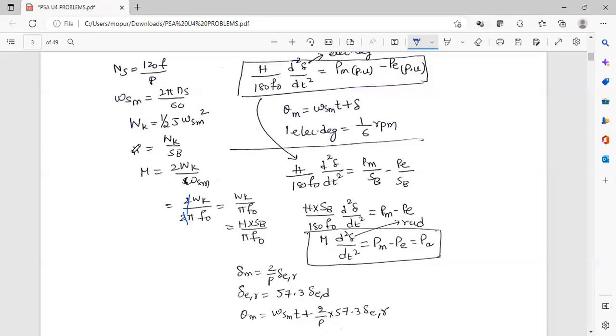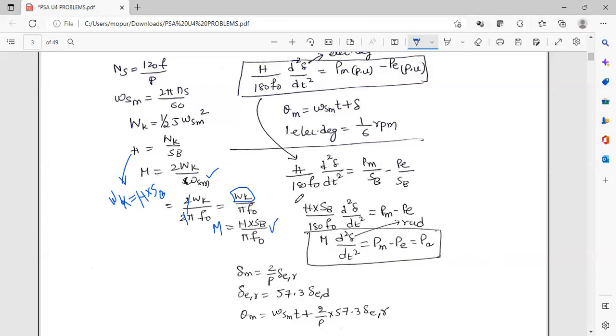We know that H is equal to Wk divided by Sb. From this we can write that Wk is equal to H into Sb. So I substitute this here in place of Wk, taking H into Sb. So we can use M is equal to 2Wk by omega sm. This is one formula. And M is equal to H into Sb divided by pi F naught. This is another formula.